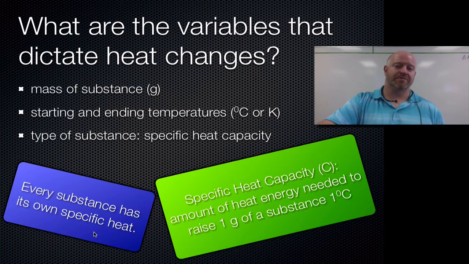Some substances have really small ones, some are very large, and the difference between those two numbers determines how well something absorbs energy and how much it can absorb without changing temperature, and then how much energy it is able to dump back out when it does change temperature. So if we define specific heat capacity, it's the amount of energy needed to raise 1 gram of a substance 1 degree Celsius. So if you imagine, if you have a high specific heat capacity, it takes a lot of energy to raise temperature. If you have a low specific heat capacity, it doesn't take much energy to raise its temperature.